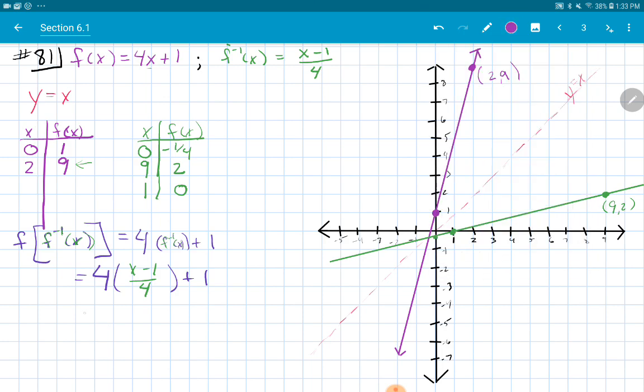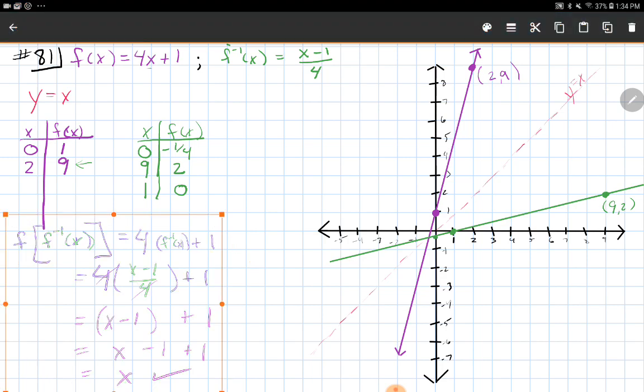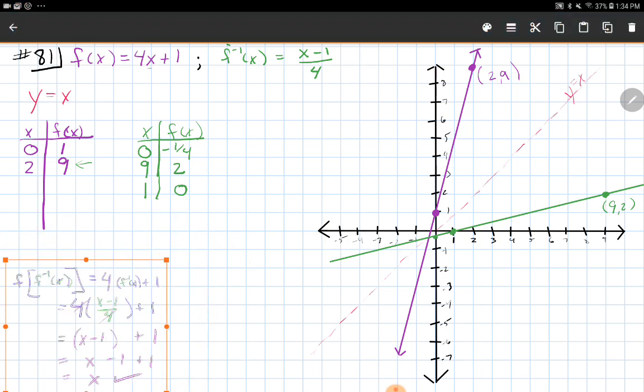When I evaluate that, to get rid of my parentheses first, I do 4 times this. My 4's will cancel, and I'm left with x minus 1 plus 1, which equals x. And I need to make sure that's true the other way around too, because the inverse needs to work both ways. They undo each other. Let me shrink that down to make some space here for my other one.